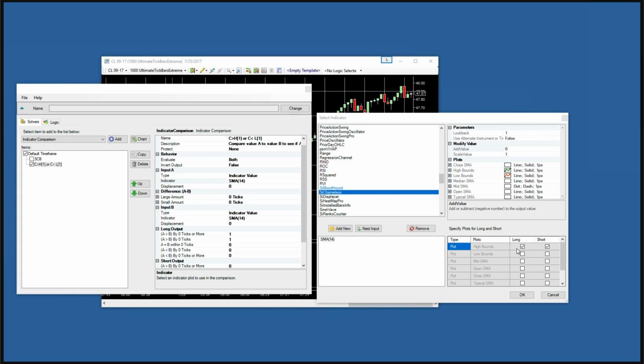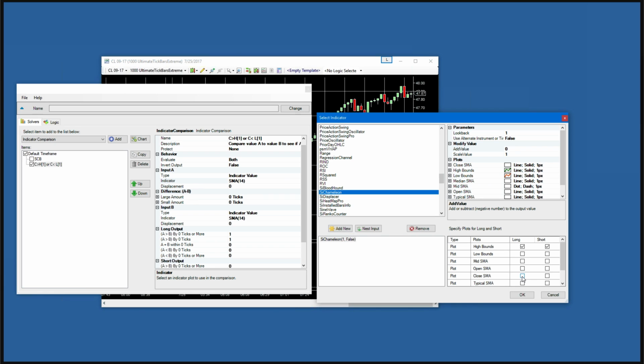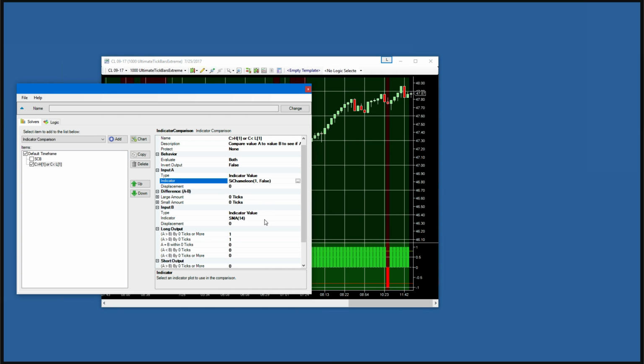Double check and make sure I'm going to get it right. So I'm going to add that new, and I'm going to say the close on this one. And then on this one, I'm going to put Chameleon in there, and I'm going to choose the high and the low.